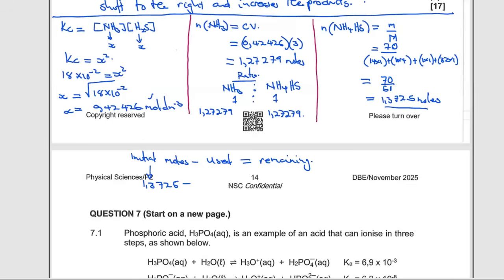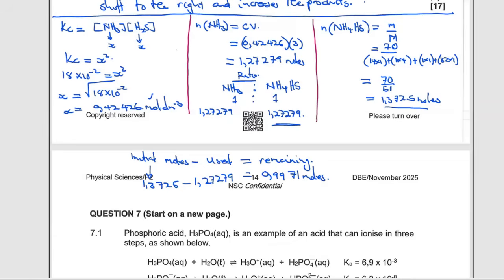The ones that I actually used are the ones according to our balanced mole ratio, which is 1,27279. So if I do my math, 1,3725 minus 1,27279, what do I get? I'm getting a value of 0,9971 moles. So these are the moles that are remaining.